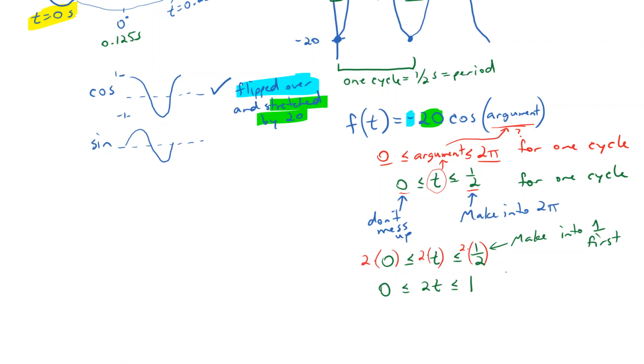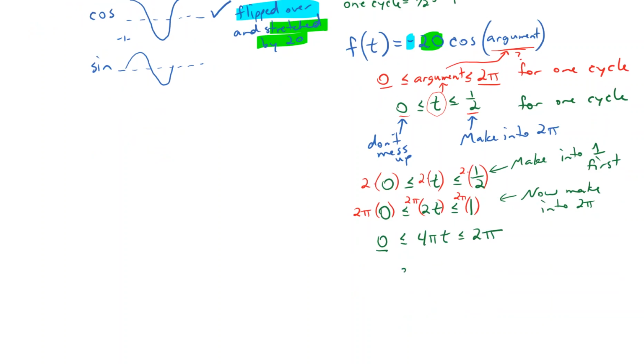And so now I'm going to make my 1 into 2 pi. Okay? And I can do that by multiplying all three sides by 2 pi. And so I end up with 0, which is good, is less than or equal to 2 pi times 2 is 4 pi t, is less than or equal to 2 pi. And so my argument, because I've got my 0 and my 2 pi, I know the argument of this trig function is 4 times pi times t.